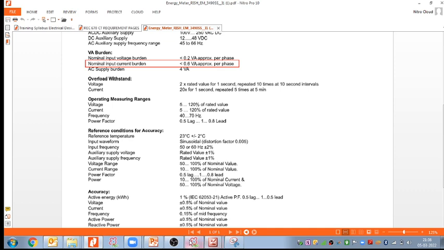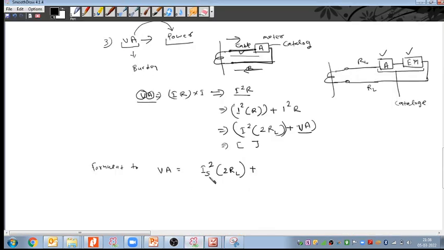Okay, so we do not have the ammeter catalog at present, but we have the energy meter catalog. And as per the catalog, I am again repeating, the burden of this energy meter is 0.6. So Is square into 2RL plus 0.6.